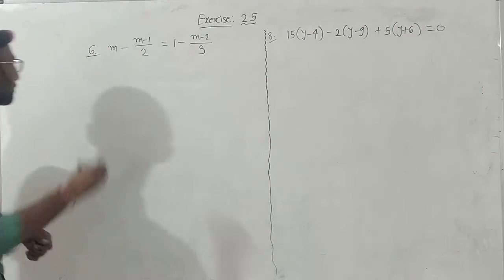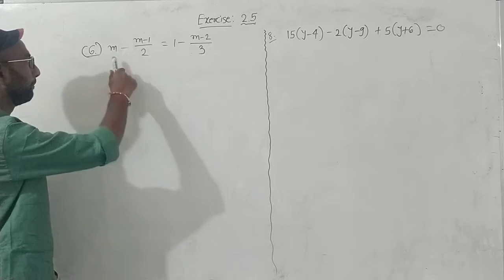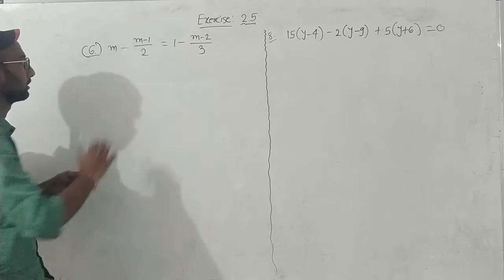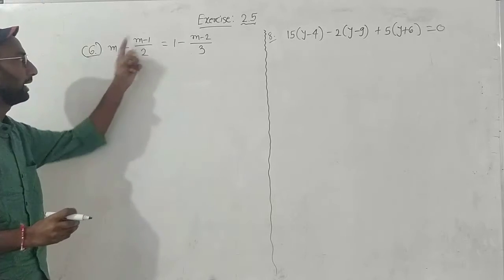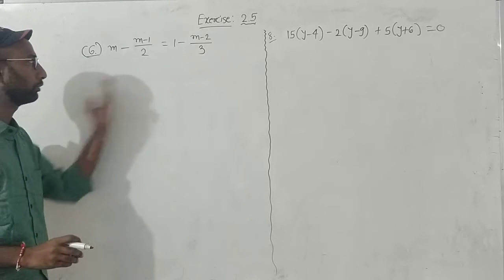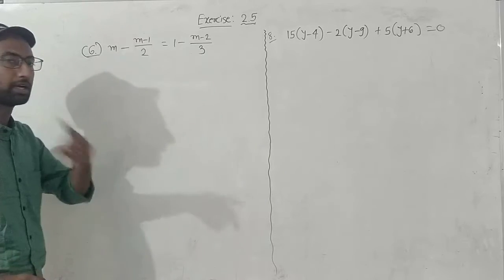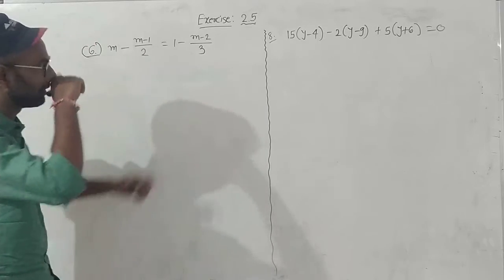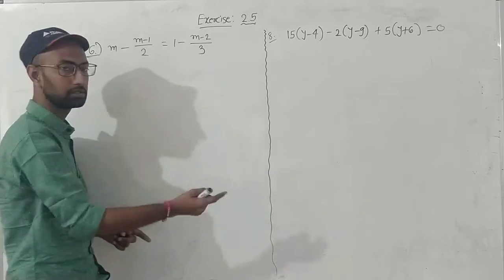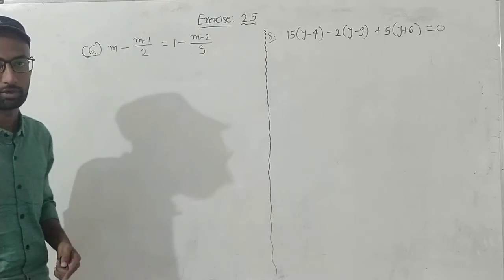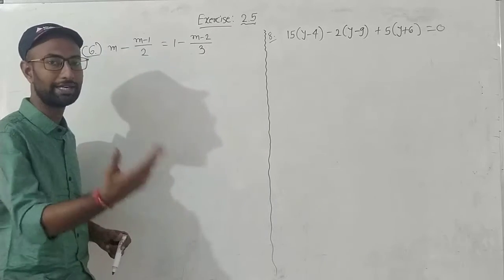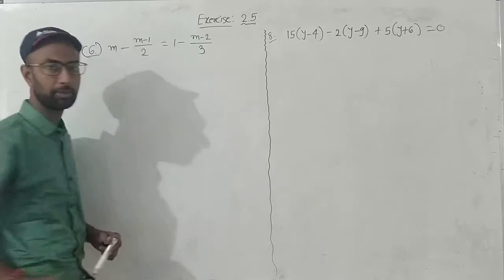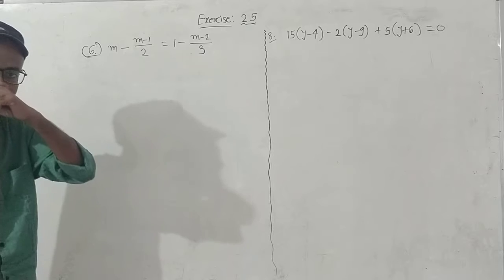Question 6 is m minus 1 divided by 2. There are 2 terms on the left side. First is m, second is m minus 1 divided by 2. And in the right hand side there is a term 1 minus m minus 2 divided by 3. So there are also 2 terms on the right side, 1 and m minus 2 divided by 3. And we have been asked to solve the equation.